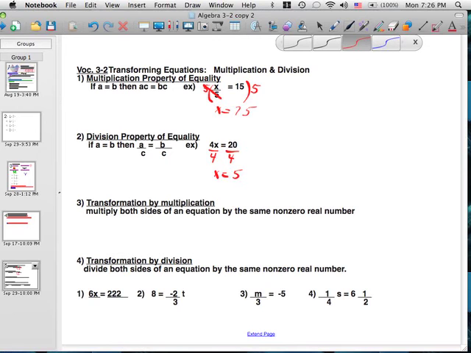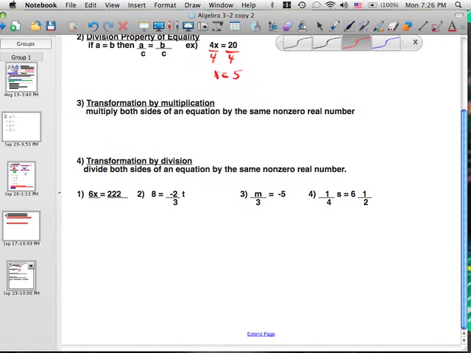So for transformation by multiplication or division, we multiply or divide both sides by the same non-zero number. In the following examples, we have 6x equals 222. To solve this, I need to transform both sides by division, and I get x equals 3, 18, 4 left over, 37.